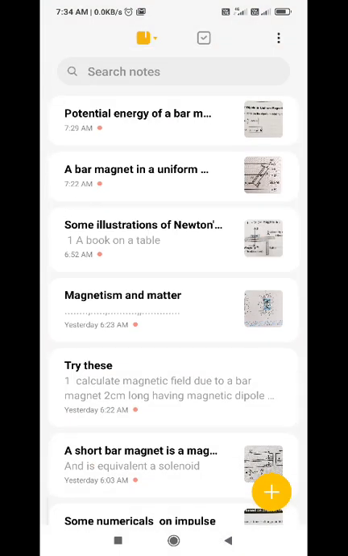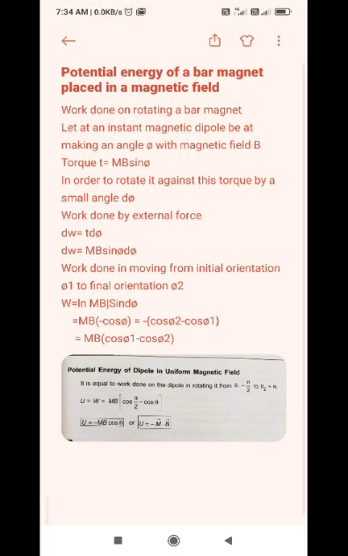Now work done and potential energy of a bar magnet when it is placed in a magnetic field. Work done on rotating a bar magnet. Let at an instant the magnetic dipole, that is the bar magnet, make an angle theta with the magnetic field. So torque, as we have just found, is M cross B, that is MB sine theta.